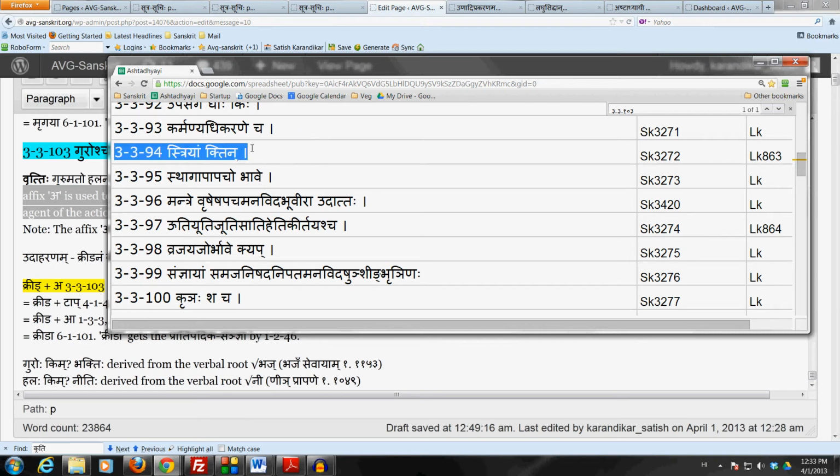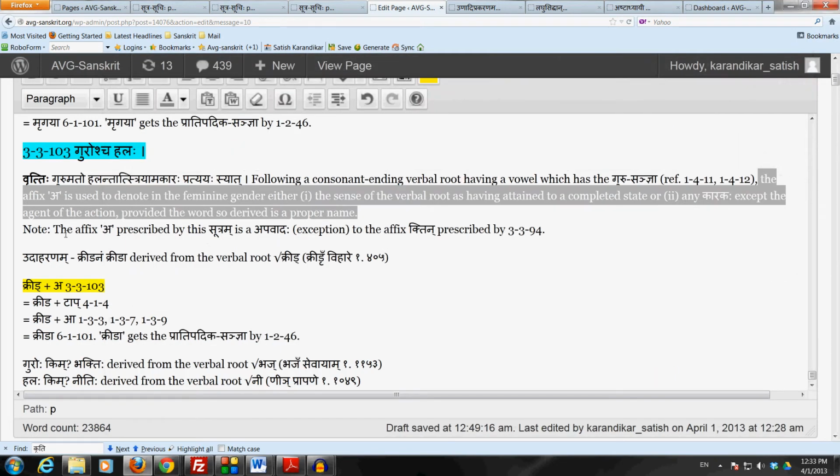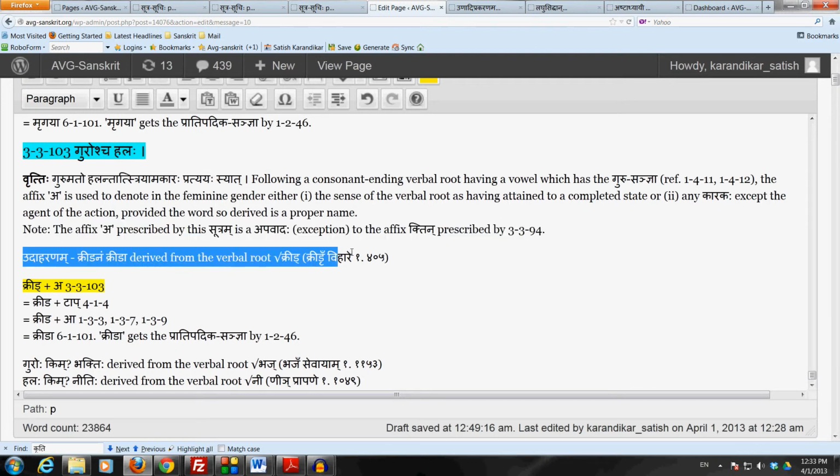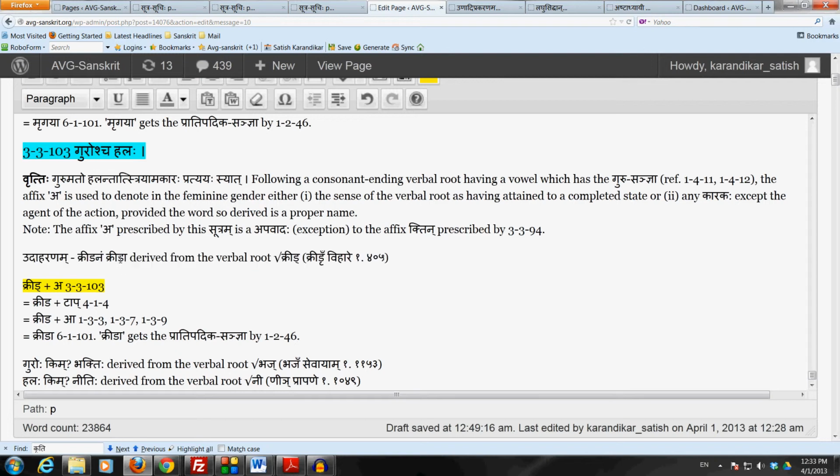Let's take an example here. Kridanam krida, derived from the verbal root krid, which is kridr vihare in the bhvadigana. Kridanam of course means to sport, to play, the act of playing or sporting. Now here let's check the conditions. The verbal root krid ends in a consonant, the dakaraha. That's the first condition. The second condition is that the verbal root krid has the long vowel ikaraha, which gets the guru sanya by 1.4.12 dirghancha. So this verbal root satisfies both the conditions. So bring in this affix a by the sutram guroshchahalaha, an exception to the affix ktin.